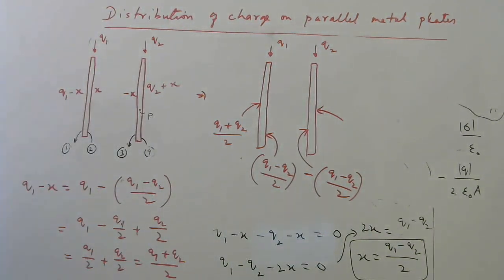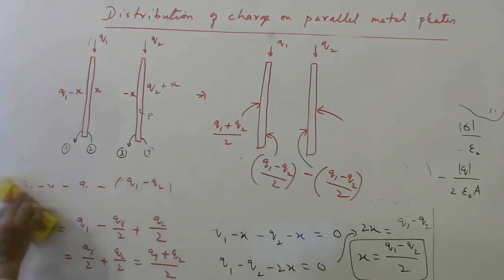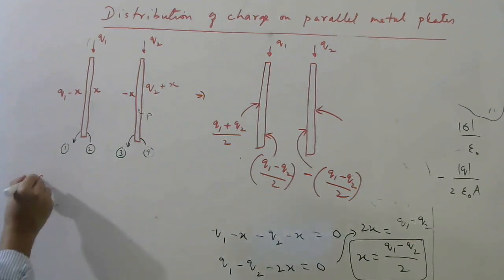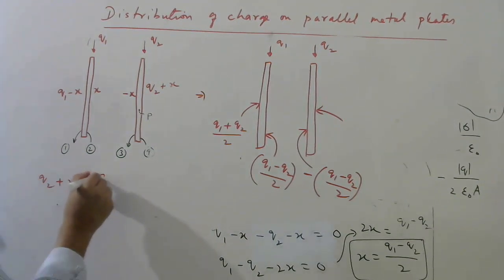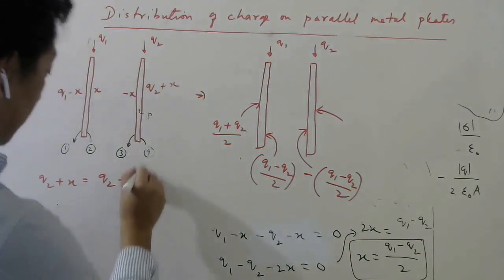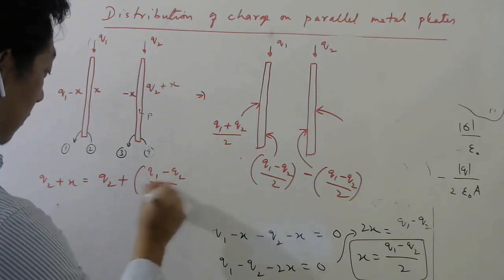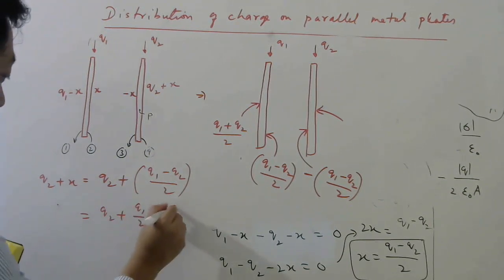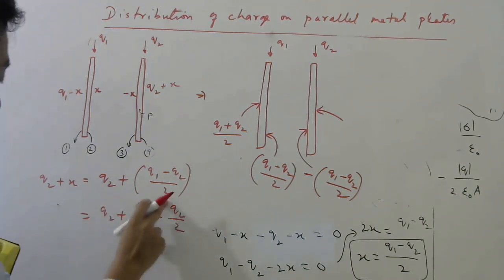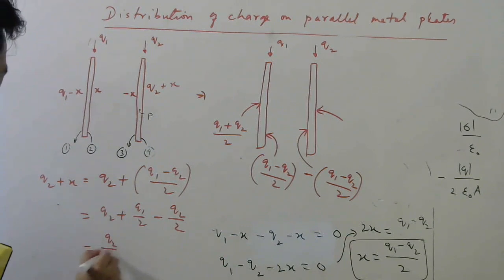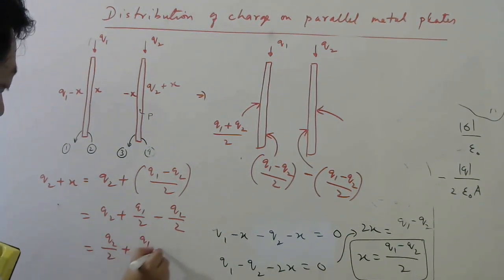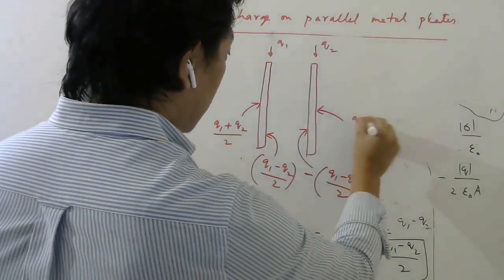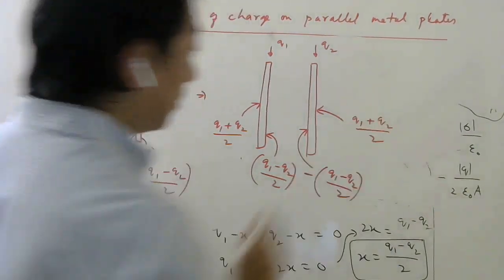Let us calculate Q2 plus X. So Q2 plus X will be how much? Q2 plus, what is X? Q1 minus Q2 divided by 2. So Q2 plus Q1 by 2 minus Q2 by 2. Q2 minus Q2 by 2 will be Q2 by 2 plus Q1 by 2, which is again Q1 plus Q2 divided by 2. So here is Q1 plus Q2 divided by 2.